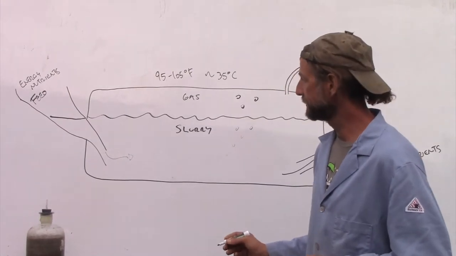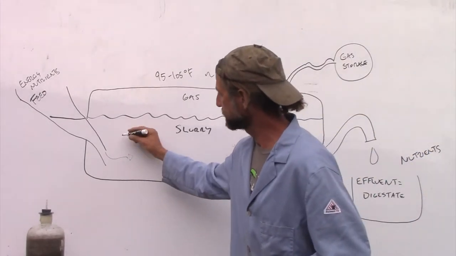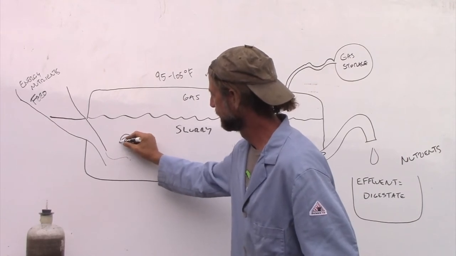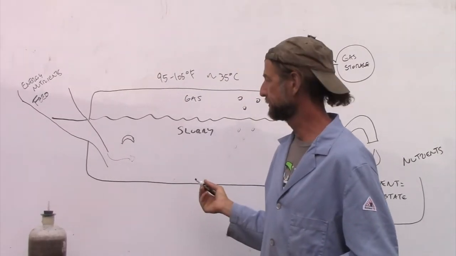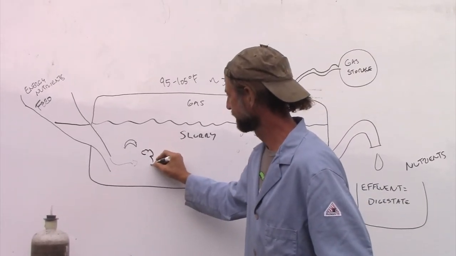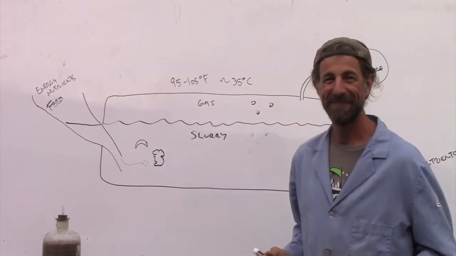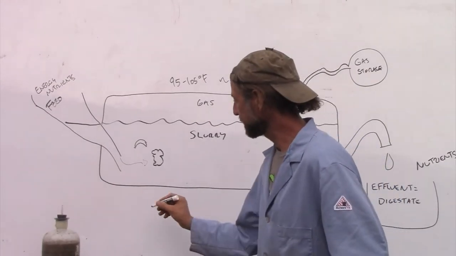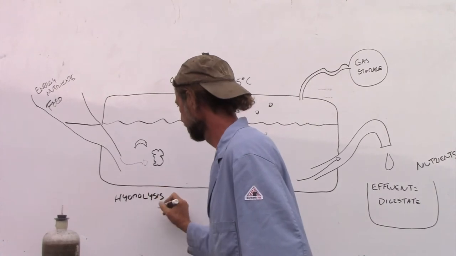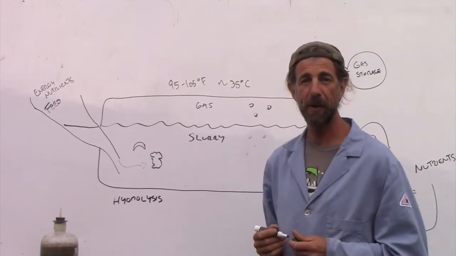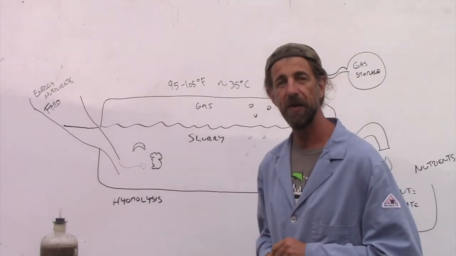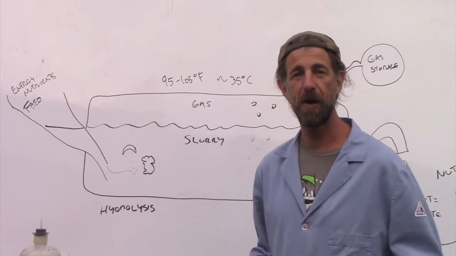The first part is, as our food comes in, we can imagine, let's say, a banana peel in here, and perhaps an apple core. Okay, my art is terrible, sorry. The first thing that's going to happen is what's called hydrolysis. And this is where a certain group of microbes called acetogens will start to attack these food particles and break them down into simpler compounds.